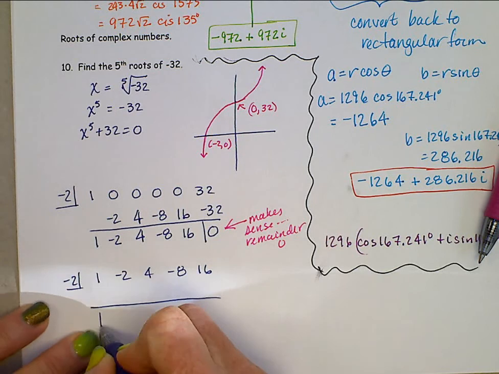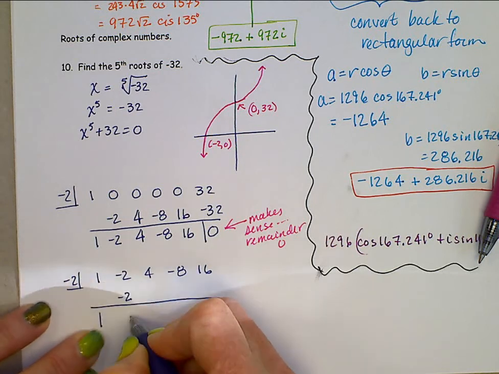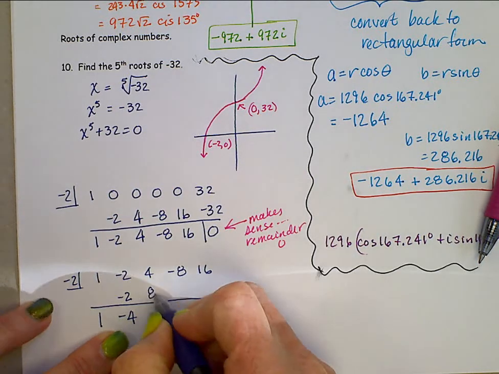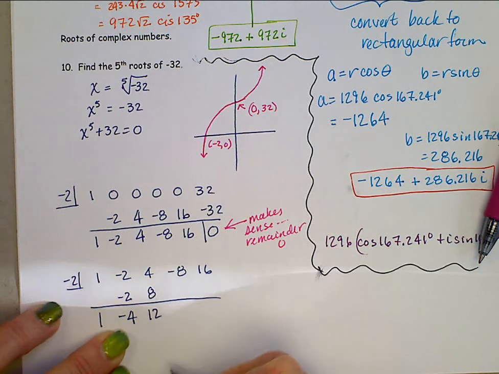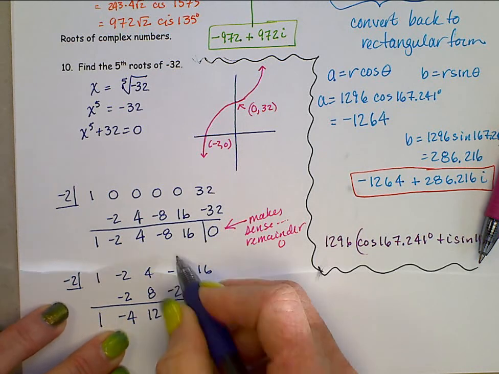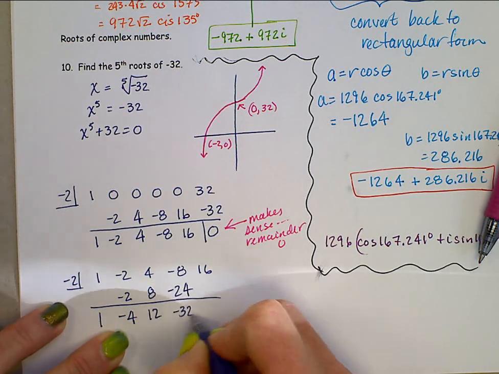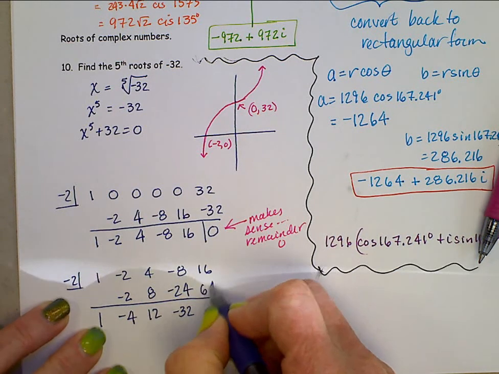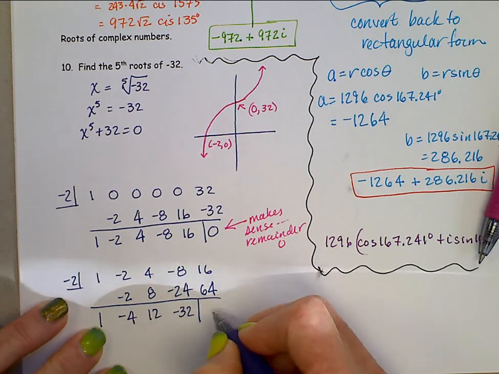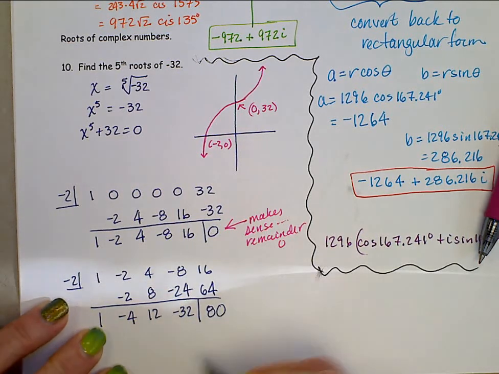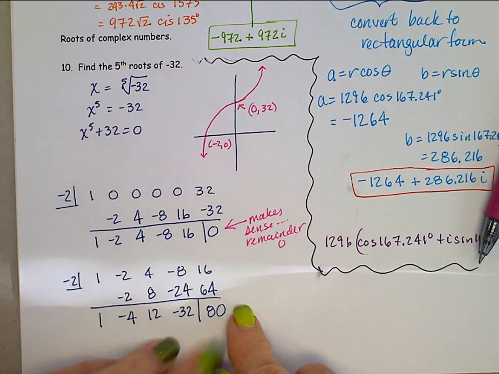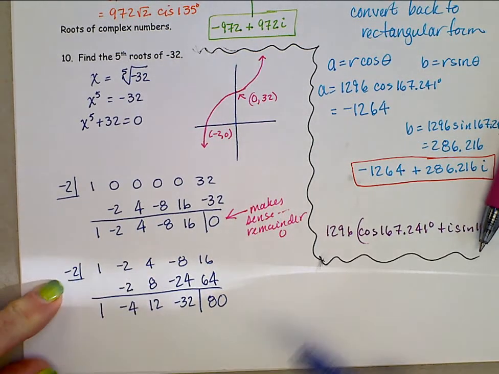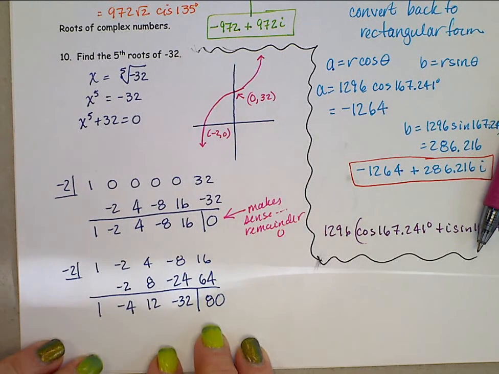See, 1, we're going to multiply, that's negative 2, and multiply here, negative 2 times negative 4 is 8, and that would be 12 times the negative 2 is negative 24. When we add that, that's negative 32. Negative 32 times negative 2 is 64. When we add those, that's 80. That's a remainder. That means that negative 2 does not divide into this polynomial anymore. So we are kind of stuck.